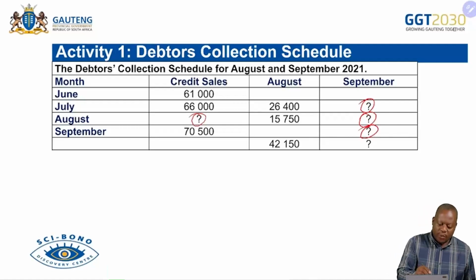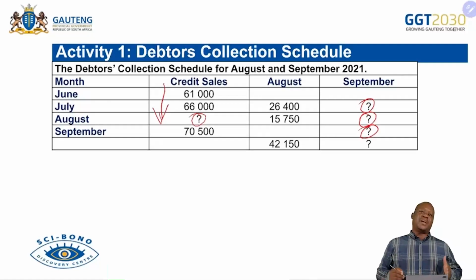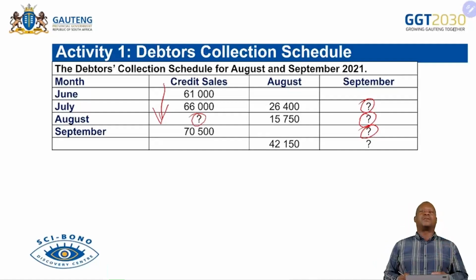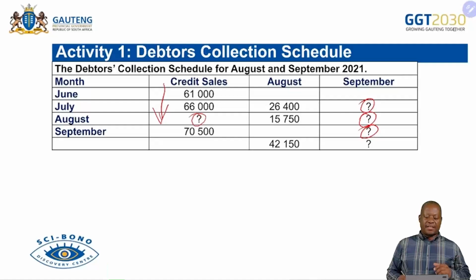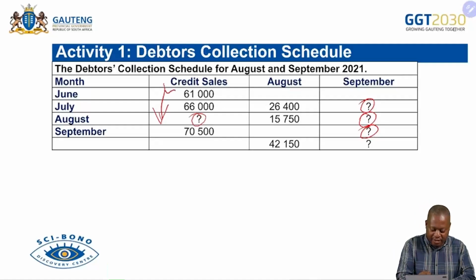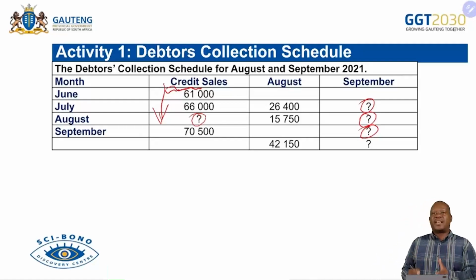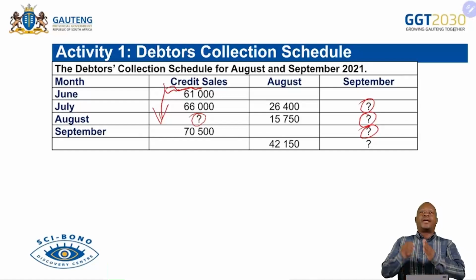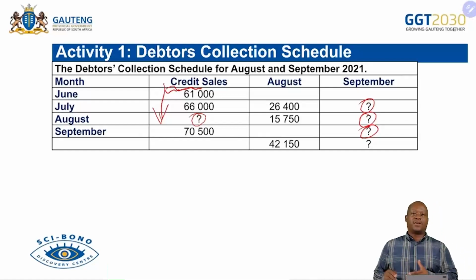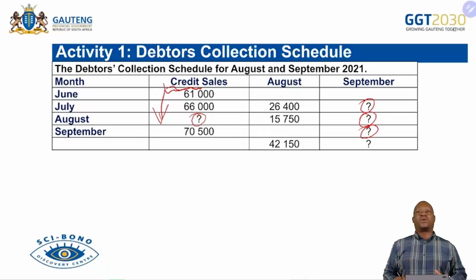Now, what we need first are the credit sales. Don't try to attempt a question on the collection schedule with a figure that is missing on credit sales. And please take note, I would love to underline this. Credit sales, not total sales, credit sales. And remember what our question says: 75% of all sales are on credit. And the rest, which we agreed is 25% now, is cash.